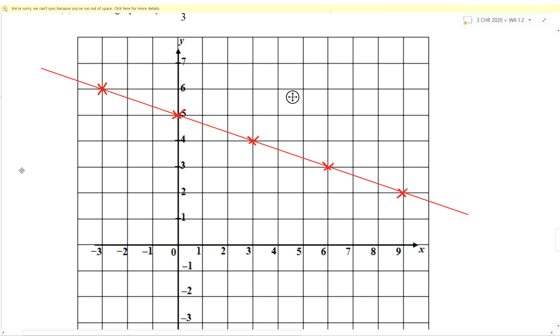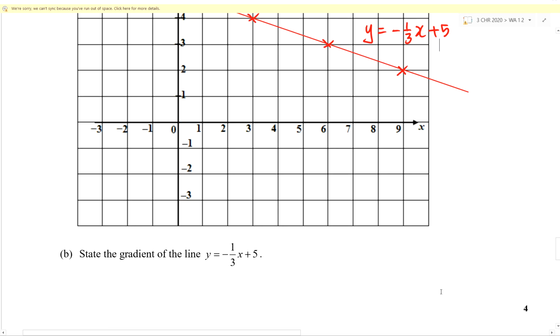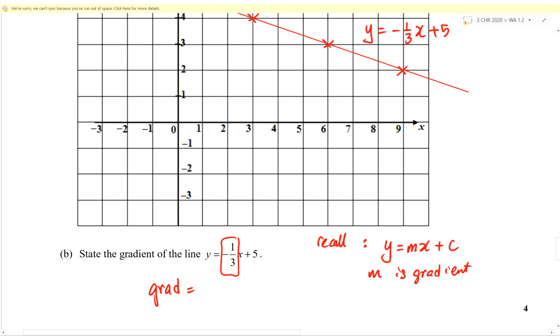And this is our graph. And put on the equation, we have y equals negative 1/3 x plus 5. State the gradient of the line. Now in part B, gradient equals the coefficient of x. Just recall, y equals mx plus c. M is gradient, c is the y-intercept. So the gradient is negative 1/3.